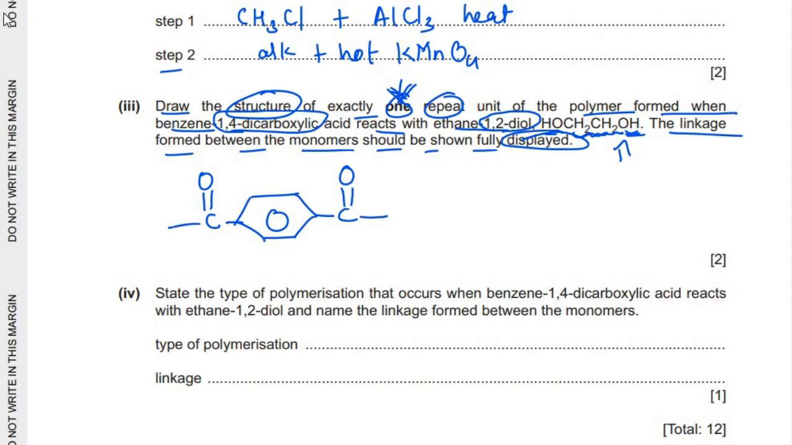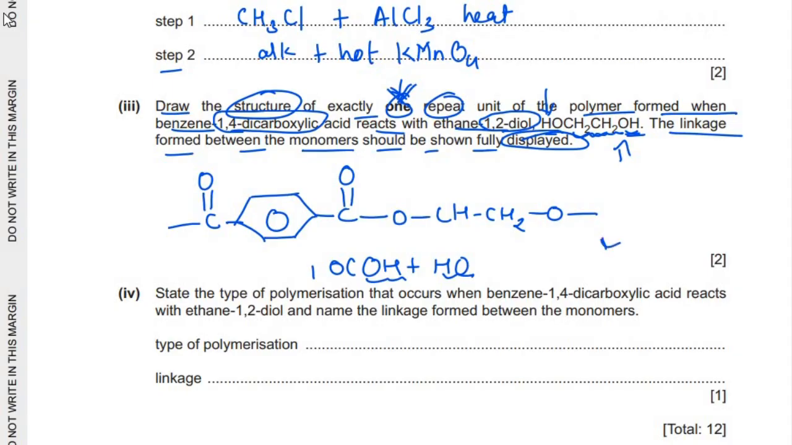But then, as I said, the OH of the carboxylic acid is reacting with the H of the ethane diol. So the H and the OH are both removed. This is removed from the alcohol and this is removed from the carboxylic acid. So that has to be removed. Now if we remove the H from the ethane 1,2-diol, then we are left with only one O and then the CH2 group. So this is how one unit of the polymer is formed.